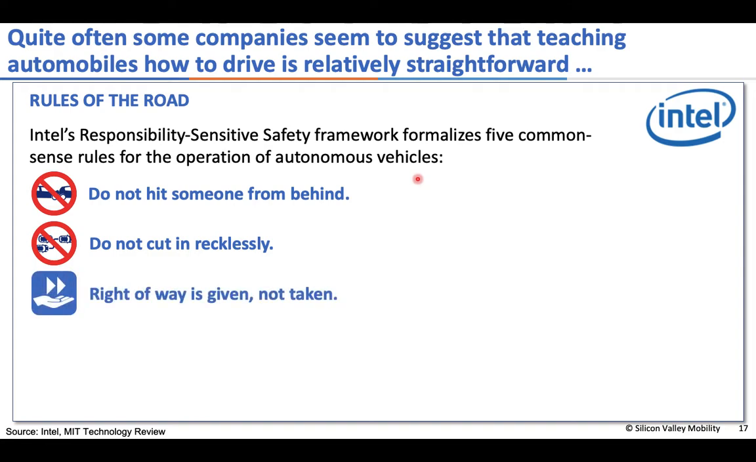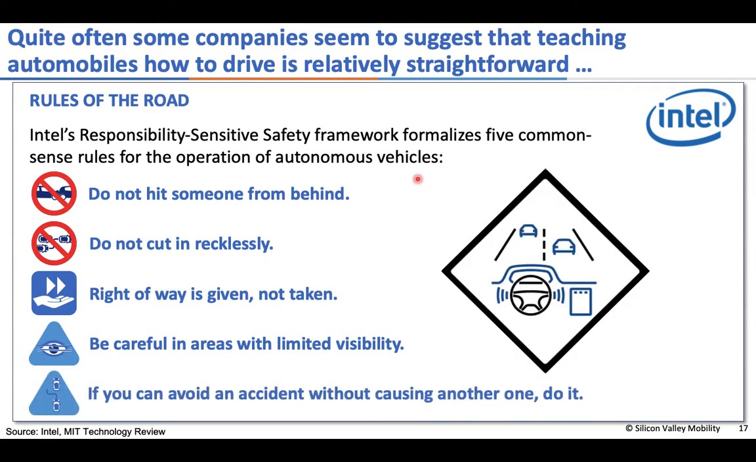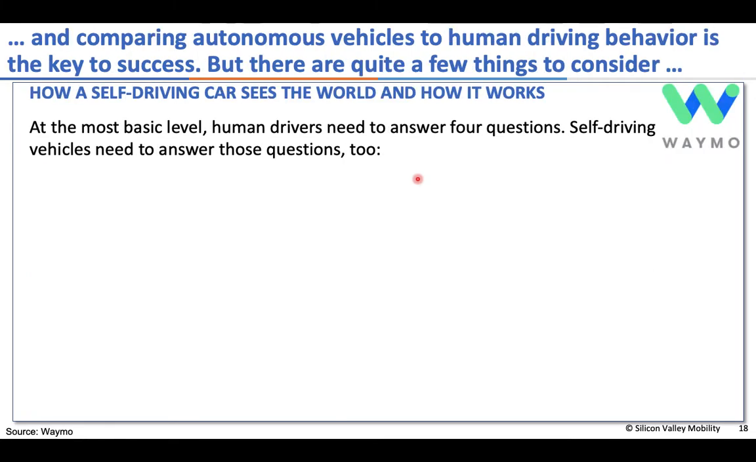Right of way is given, not taken. Ooh, okay, that sounds nice. Be careful in areas with limited visibility. Yes, that's a good advice. If you can avoid an accident without causing another one, do it. I don't know. All of this sounds like, okay, 5 rules. I just put them into software and then voila, I'm done with self driving cars. I don't know. Waymo, I got to give them that a little bit better.